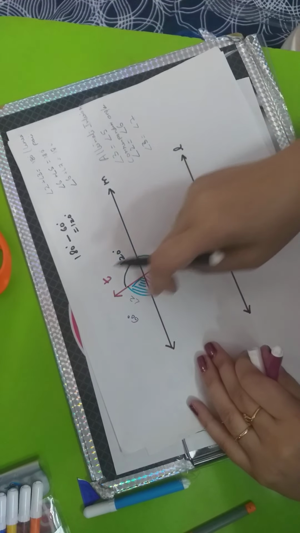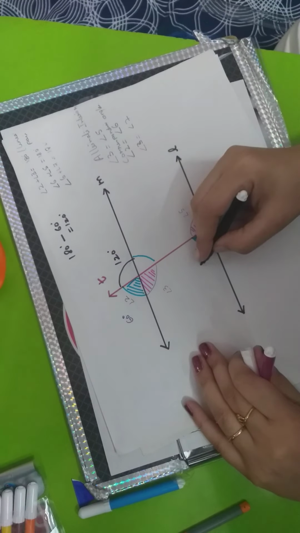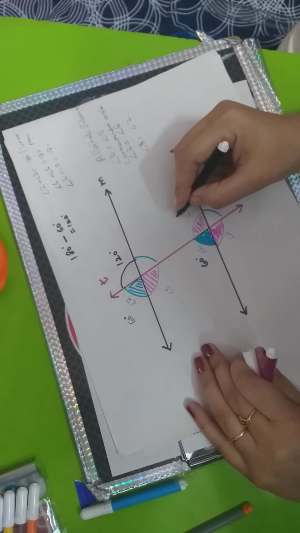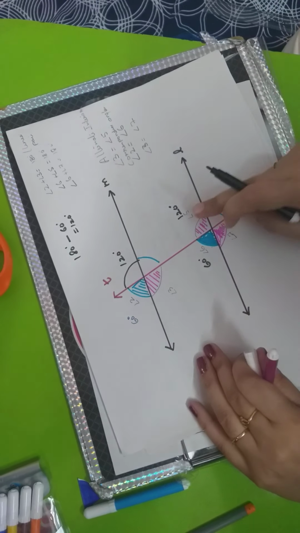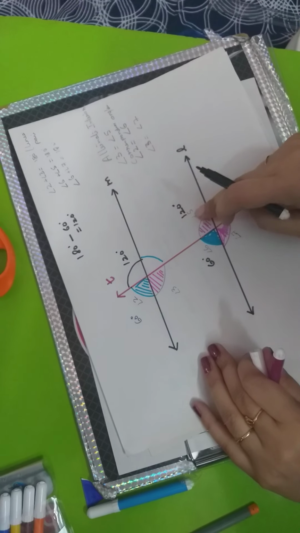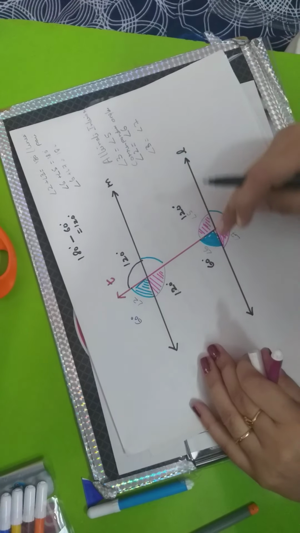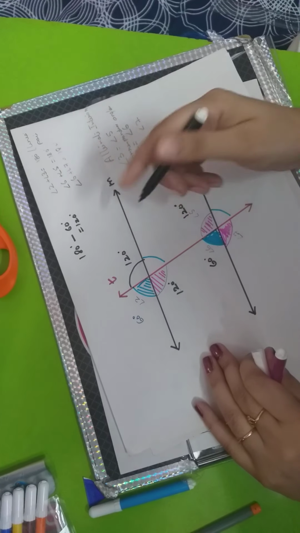Now these two are forming corresponding angles, so this angle will be 60. These two are corresponding angles. This angle is 120. These two are forming alternate interior angles, so this is also equal to 120. These two are alternate interior, so that's also 60.